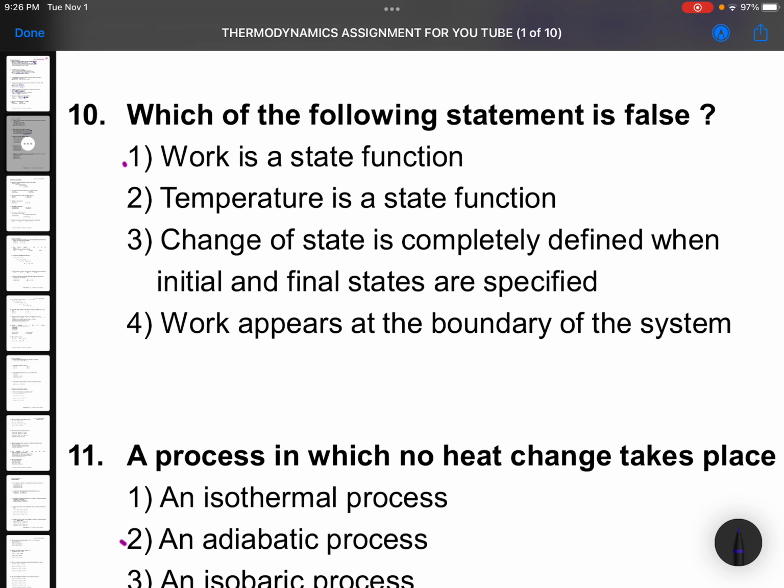Clearly showing, work is a path function, not a state function. Temperature is a state function, depending on initial and final states. Change of state is completely defined when initial and final states are specified, right? Work appears at the boundary of the system, of course.